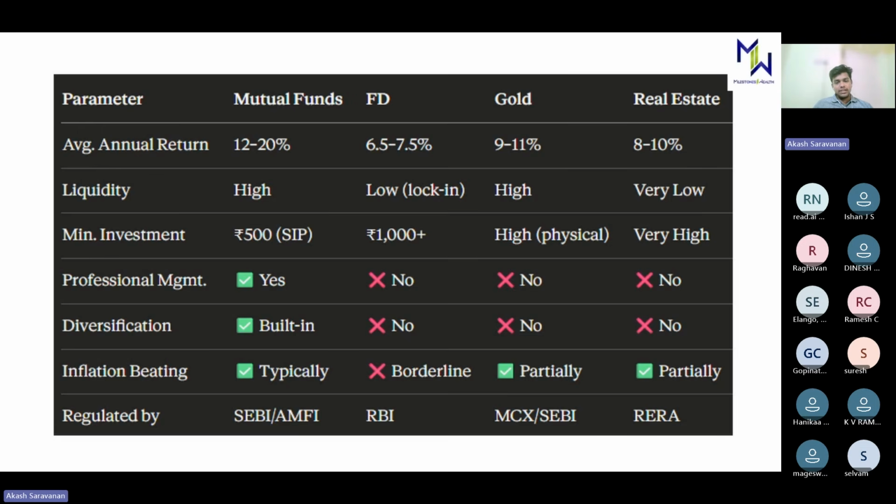And in terms of regulation, very, very important. All the NAV, everything is correctly computed on a daily basis, and mutual funds are perfectly regulated by SEBI and AMFI. FD is regulated by the RBI, gold is regulated by MCX, SEBI, and the government, and real estate is regulated by RERA.